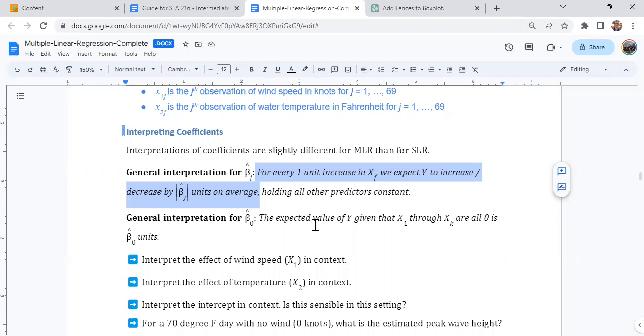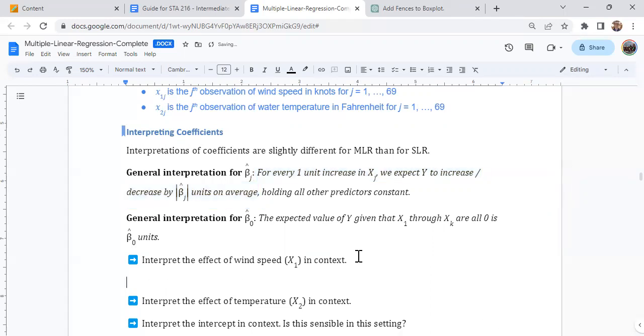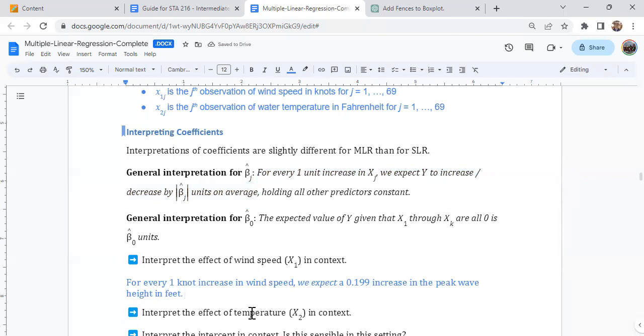And maybe that's more clear looking at the effect of temperature. If you want to describe how temperature affects the waves, it's really important to fix it at a given wind speed. Otherwise, if the wind speeds are varying too, that just gets really messy. So starting with wind speed, let's start with our interpretation from simple linear regression, but we'll change the estimate.